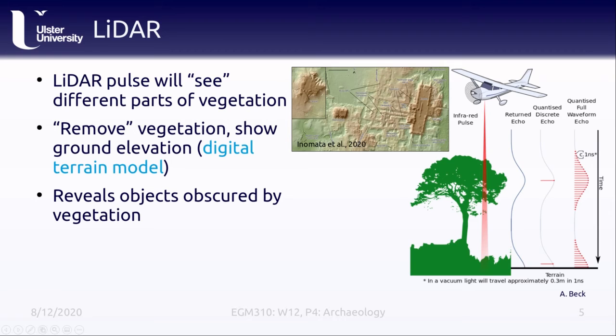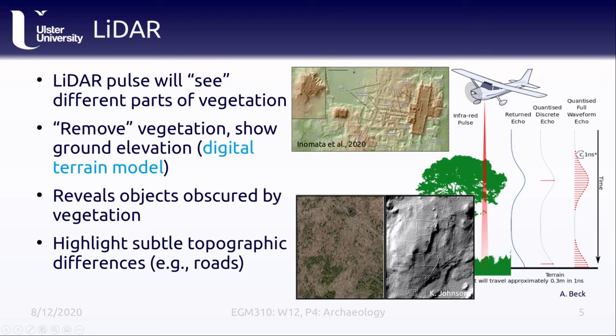Even where vegetation cover is more sparse, however, subtle differences in topography revealed by high-resolution LiDAR scans can reveal the presence of human structures, such as the roads or field boundaries dating to colonial New England shown here.